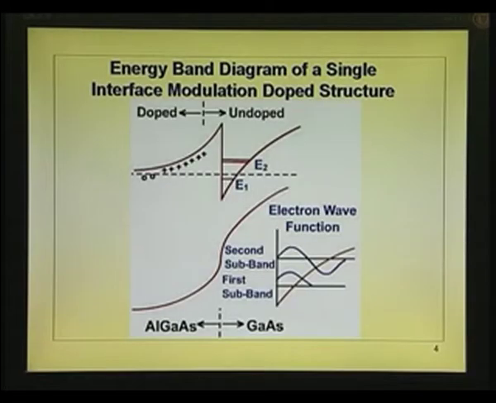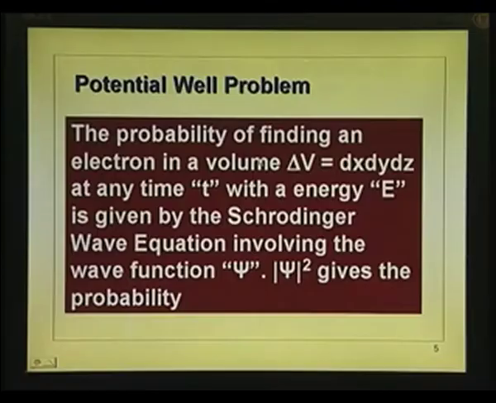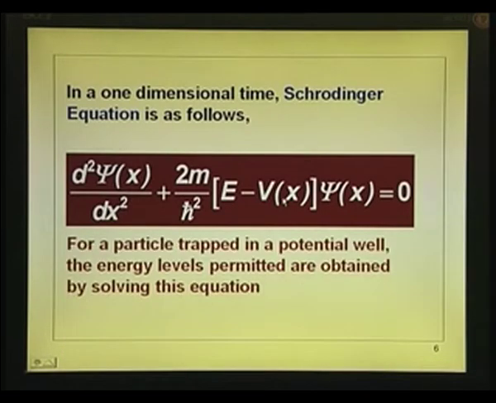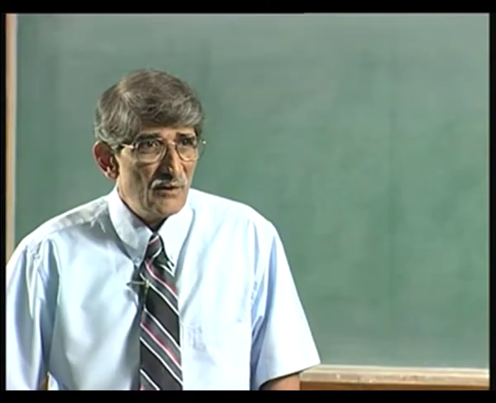If this were a quantum well, instead of a shape like this, an infinite quantum well with a flat bottom, what would be the distribution? That is what we are seeing. The equation that governs the state and the energy of these electrons is the Schrodinger equation in general, wherever there is energy and potential. For a particle trapped in a potential well, the energy levels permitted are obtained by solving this equation. Whenever you want to solve an equation, you need proper boundary conditions.